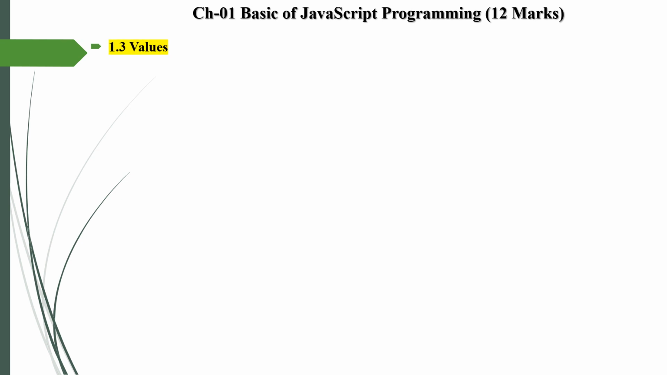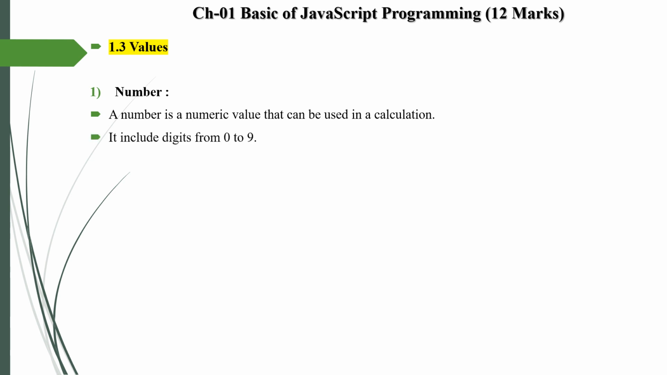First we see the numbers. A number is a numerical value that can be used in a calculation. So number is the first type of value, which is used in calculation. Simply, the numbers which are used in mathematics are also used in JavaScript. It includes digits from 0 to 9. So we can make a number by using the digits 0 to 9.